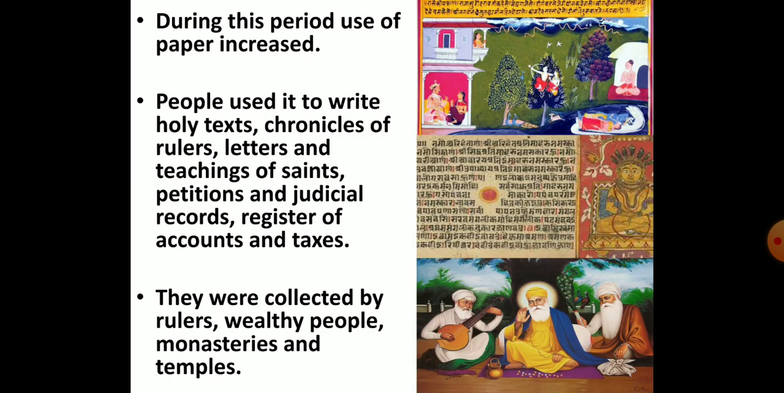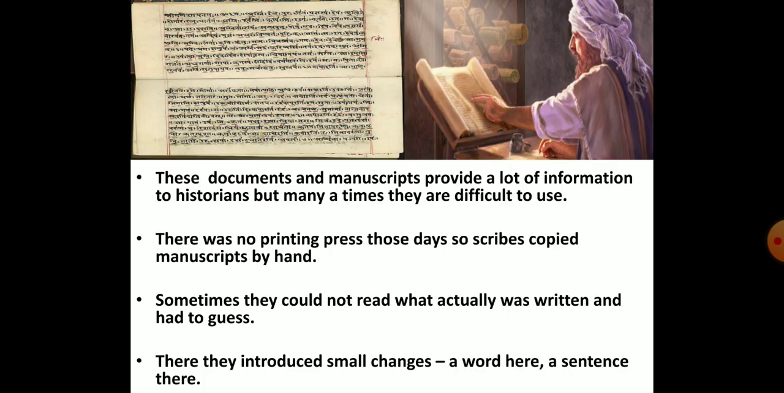During this period, paper became cheaper and more widely available. People used paper to write holy text, chronicles of rulers, letters and teachings of saints, petitions and judicial records, and for register of accounts and taxes. Wealthy people, rulers, monasteries and temples collected manuscripts. These documents and manuscripts provide a lot of information to historians, but many times they are difficult to use.